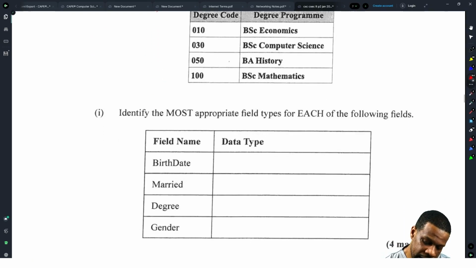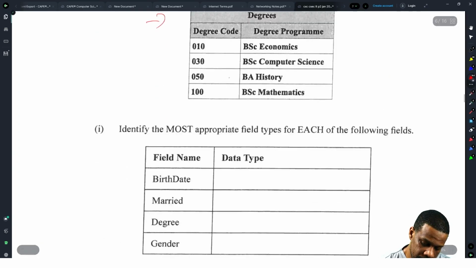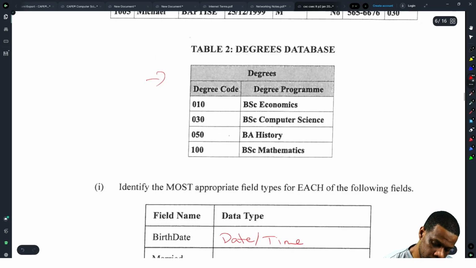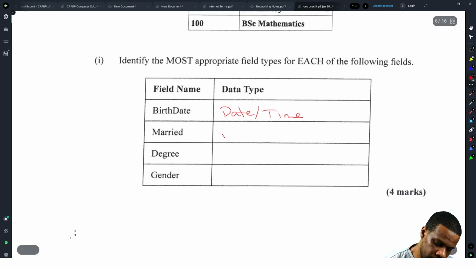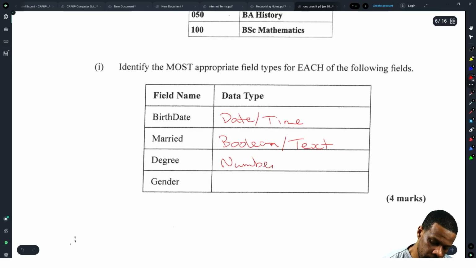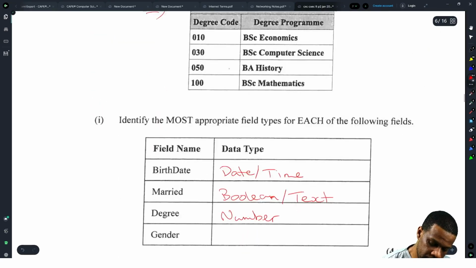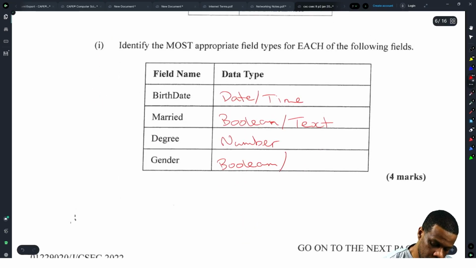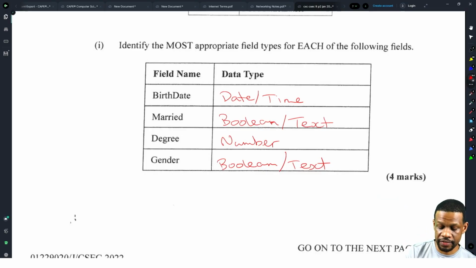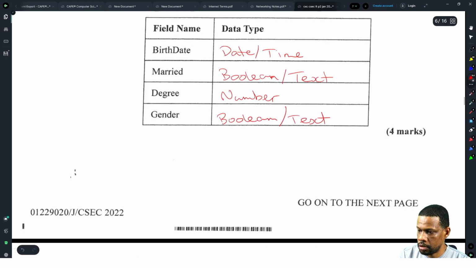Okay. Identify the most appropriate field types for each of the following fields: birth date, date/time, married. Married is yes or no, so it could be Boolean, but I have a feeling that they accept text too. Degree is a number, so number. Gender, they specifically said is male or female, so it could be Boolean. Or they'll take text too, right? I believe that they should take text, as far as I know. If you put text, they will most likely still give you the mark, because you can put it as a text field and set a validation rule that will only allow two possible inputs.